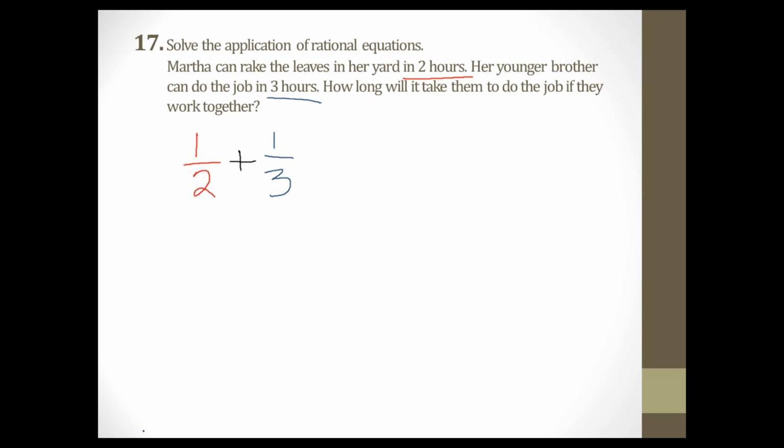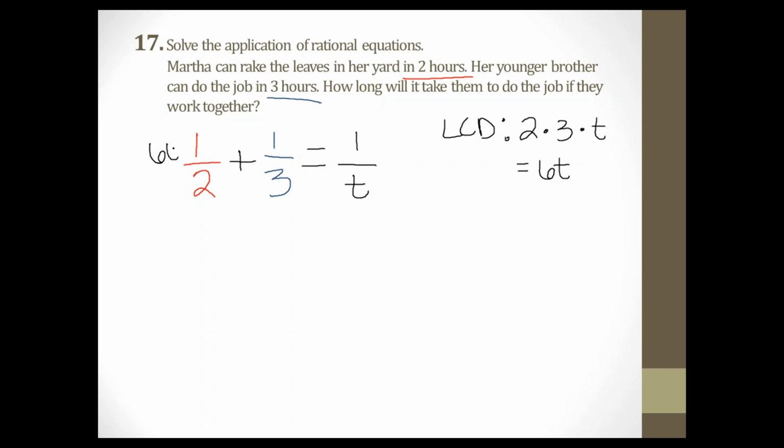And we want to see, if we add them together and they work together, how long will it take them? So 1 over, we don't know, hours. We're going to say that's t. So we want to solve this rational equation. We want to multiply everything by the least common denominator. If we're looking at 2, 3, and t, we want to include each of those factors in the denominator. So 2 times 3 times t is 6t. So let's multiply everything by 6t.